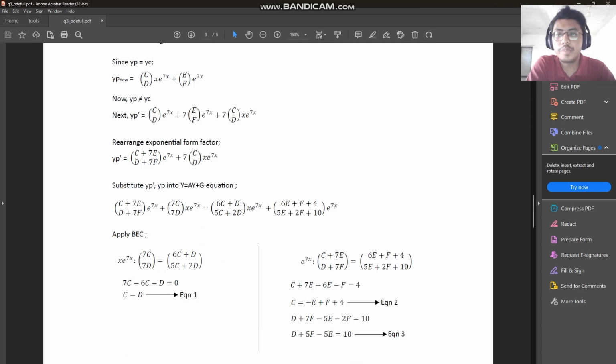Next, substitute the YP prime and YP into the Y prime equals AY plus V equation. We got the equation as down below. You can read.